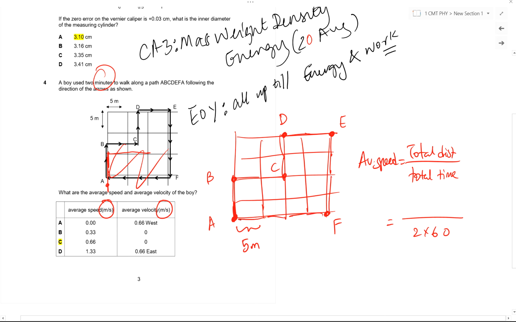1, 2, 3, 4, 5, 6, 7, 8, 9, 10, 11, 12, 13, 14, 15, 16. 16 sides multiplied by 5. So we get a total of 90 divided by 120, which is 3 over 4.